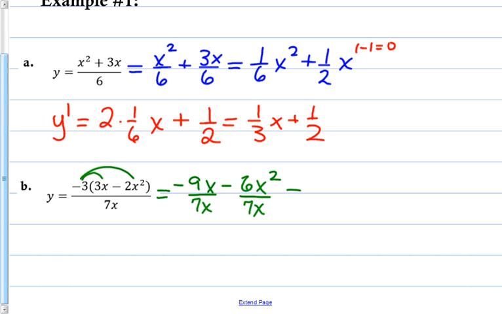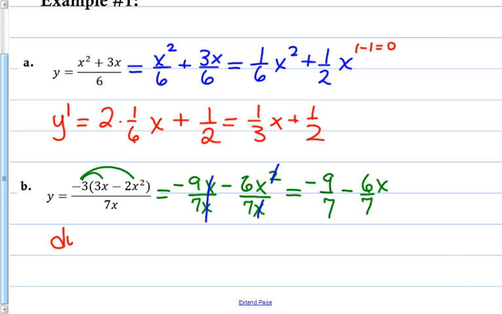Now by doing that, I see stuff. For example, the x's cancel each other out there. And then on the right side there, there's an x on the bottom and there's an x squared on top. So I can get rid of 1 from the top and the 1 from the bottom. So now I have negative 9 over 7 minus 6x over 7. I split it up.